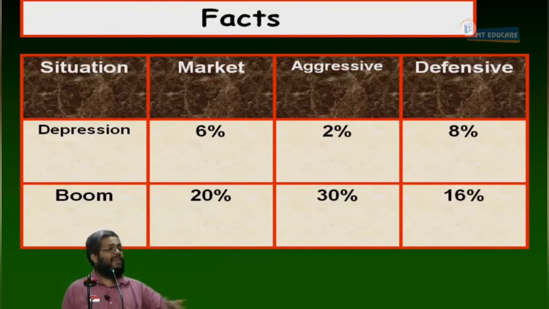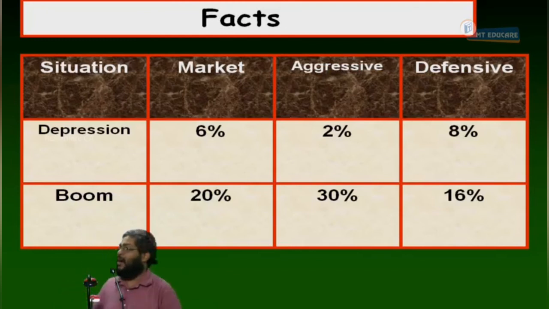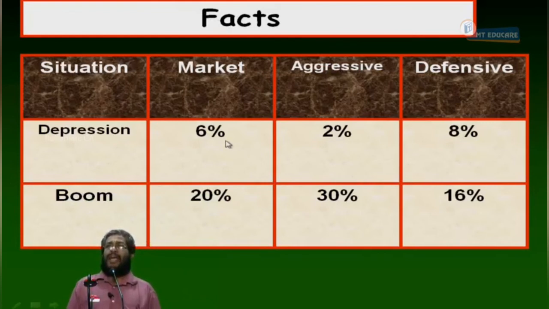Only 2 data points are given, so we simply calculate beta as change in security return divided by change in market return. Simple definition. Market return can move from 6 to 20, so 14%, when the economic scenario changes from depression to boom. So the change in market return is 14%.